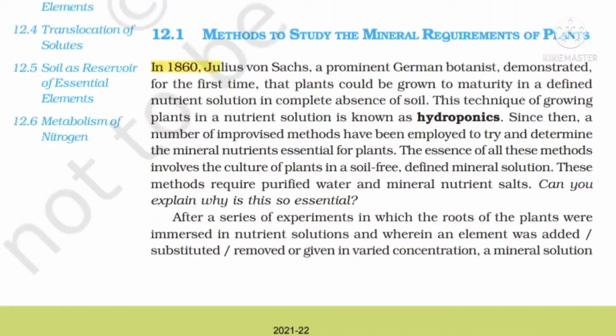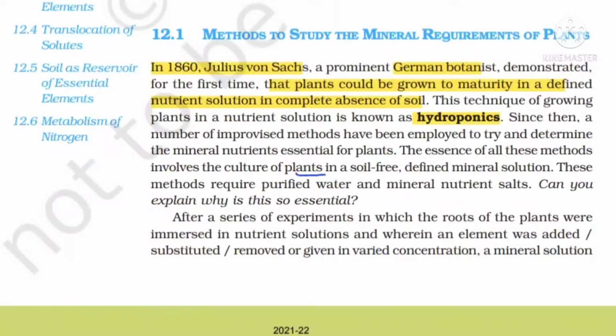Now see beta, in 1860, Julius von Sachs, a German botanist, observed that a plant can be grown to maturity in a nutrient solution in the absence of soil, because you know very well, soil provides two things to the plant, water and minerals. So he thought, if I can provide water and minerals to the plant without using soil, can my plant grow or not? So this technique was first developed by Julius von Sachs, and it is known as the hydroponics technique, or it is also known as soilless culture. Clear, beta?